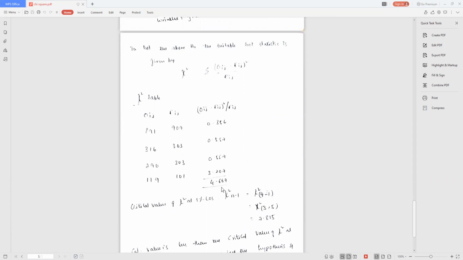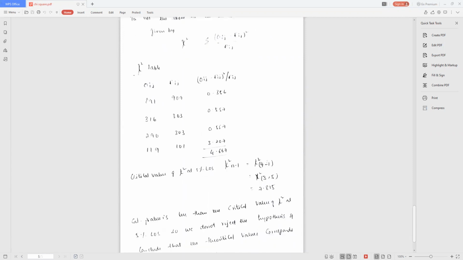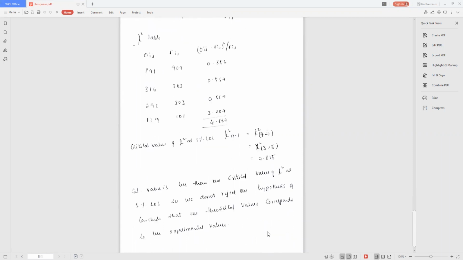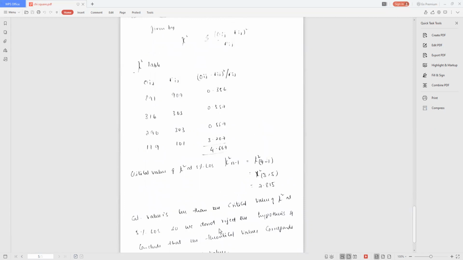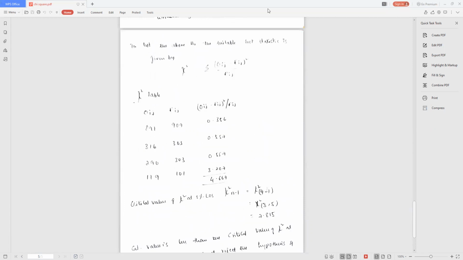Clear? This is the calculated chi-square value, and the critical value we got is 7.815. Here the calculated value is less than the critical value of chi-square at 5% level. So we do not reject the hypothesis and conclude that the theoretical values correspond to the experimental values. That's all, students, about this chi-square.